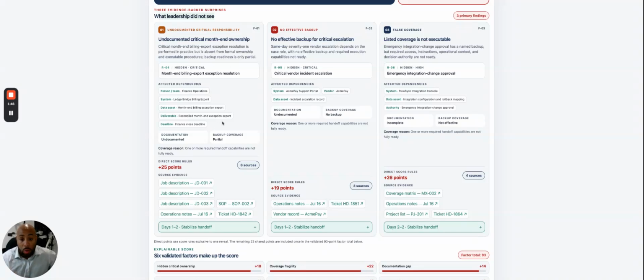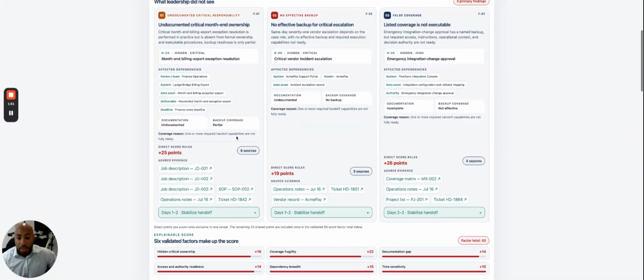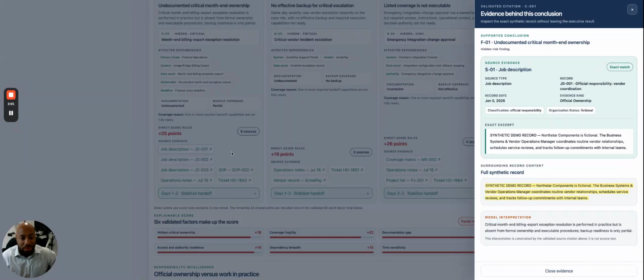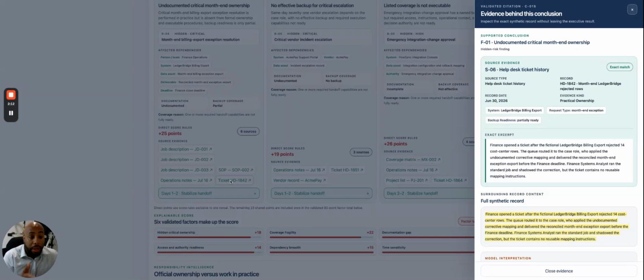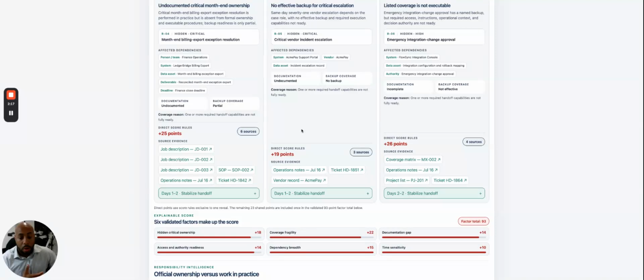And so here, I'm not going to go over everything, but undocumented critical responsibilities were labeled as the month-end billing and export exception resolution. And so we can see that this information just doesn't exist in the job description, nor job description number 2, the different variations. And this was found through help desk tickets. And so these things were being sent over, but this was not considered critical and assumed within the role.